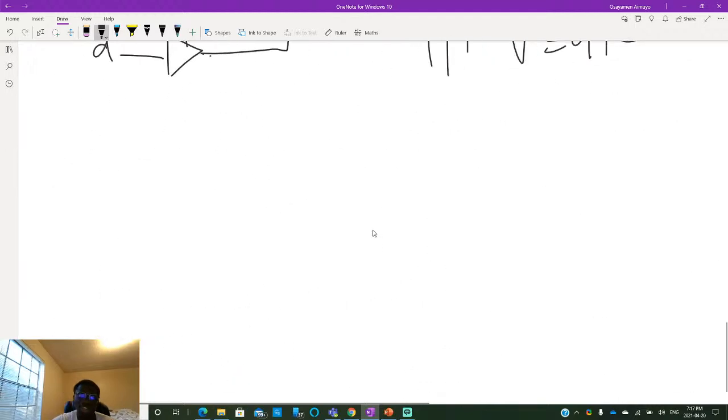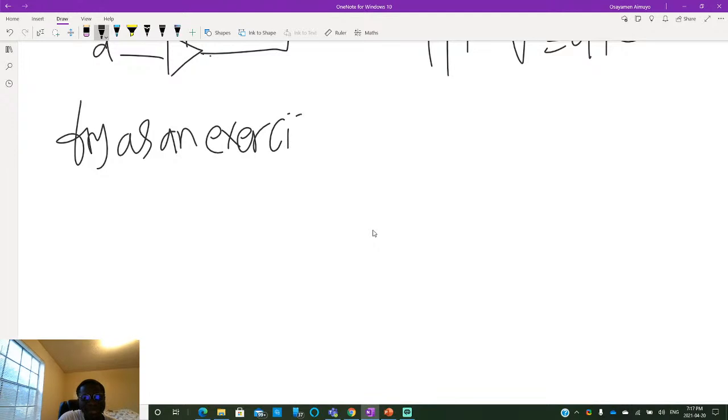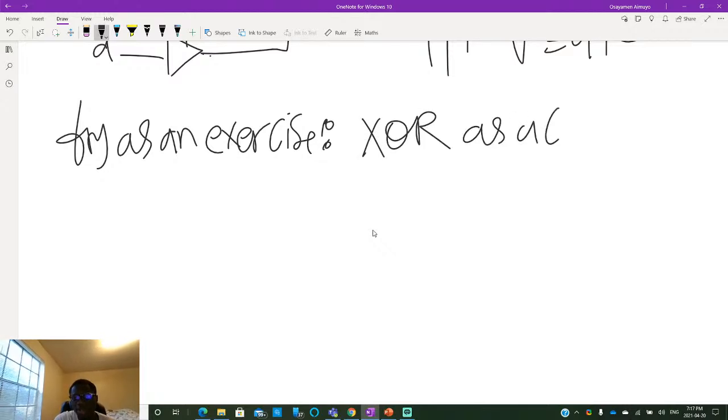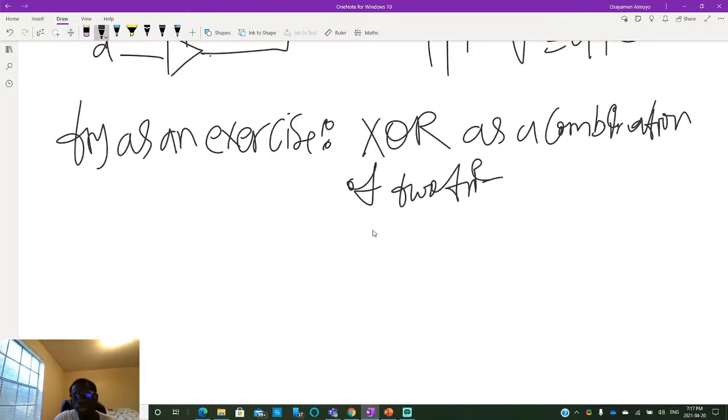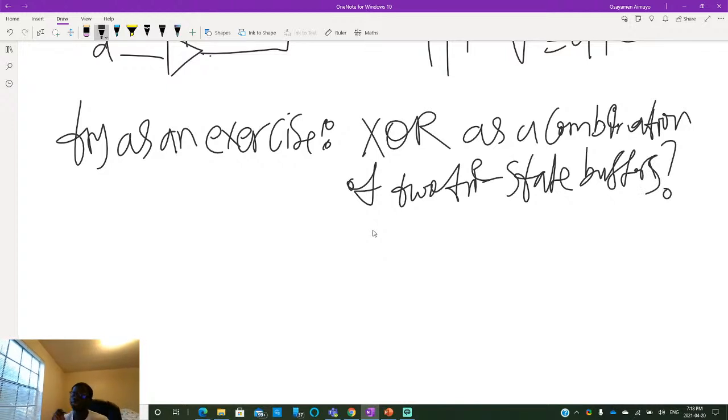Okay. And you can try this as an exercise on your own, or you could just check Google or something. How would you get XOR as a combination of two tri-state buffers? Just try it. Seems like it should be a good exercise.